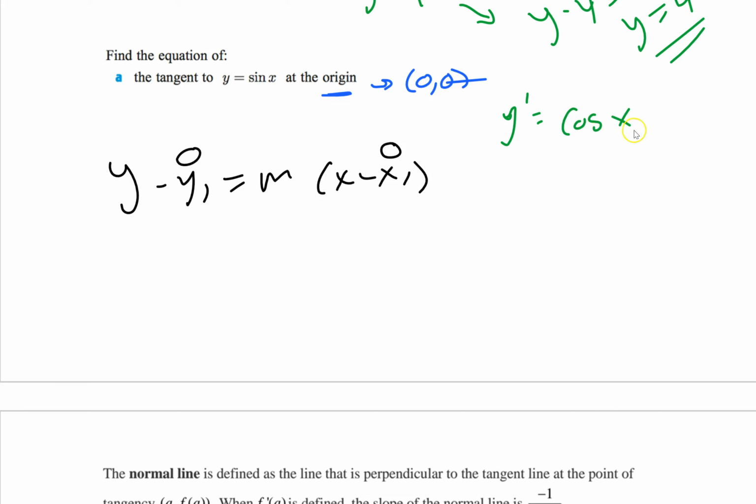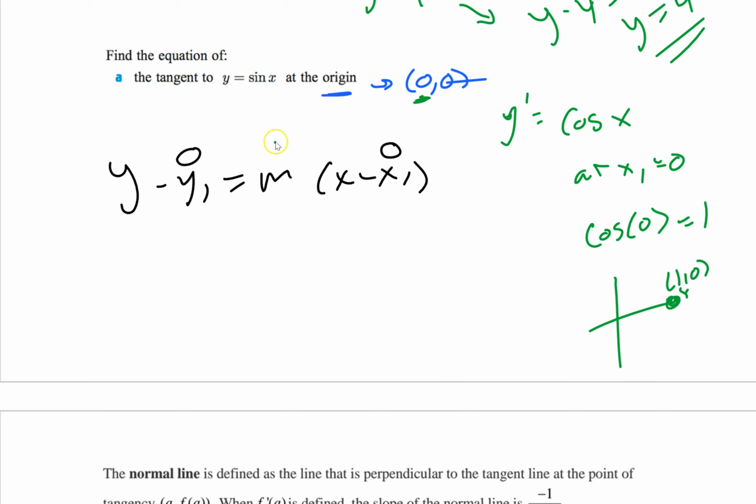Now remember, you're not done. That's a derivative. You don't just plug the derivative in. You want the derivative at x1. So I've got to plug in my x1, which is 0. Cosine of 0. You guys should all know what that is by now. 0 is right here, (1, 0). The derivative of sine x is cosine x, so this is just going to be 1. I get y minus 0 equals 1 times (x minus 0), also known, if you simplify that, as y equals 1.